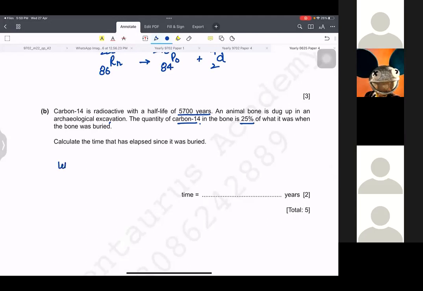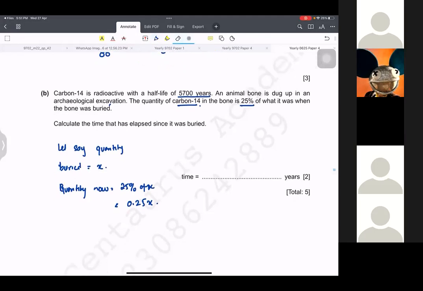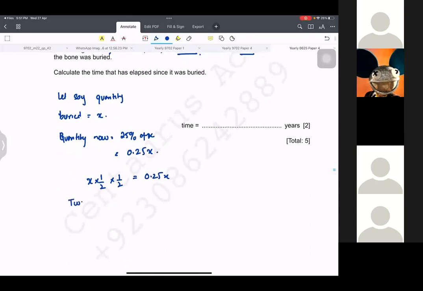Now, let's say the quantity when it was buried was X. Let's suppose it is X, right? So the quantity now is 25% of X, which is basically 0.25X, right? So now the question is, how many times has it been halved? If I halve X once, it will be 0.5X. If I halve it another time, it will be 0.25X. Do you understand? So how many half-lives are there? Two half-lives have passed.